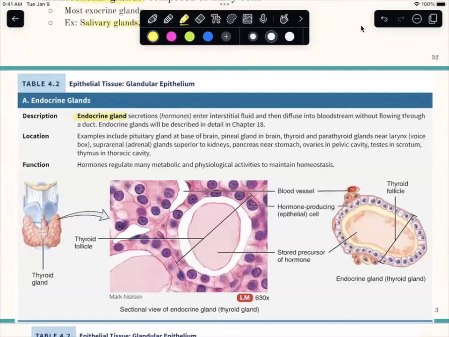We'll talk about a couple different endocrine glands. We'll talk about the pineal gland before the end of the semester. Maybe we'll mention the pituitary gland when we get to the brain. These are both in the brain. But the rest of them will be talked about in Anatomy 2 in that endocrine chapter, chapter 18.